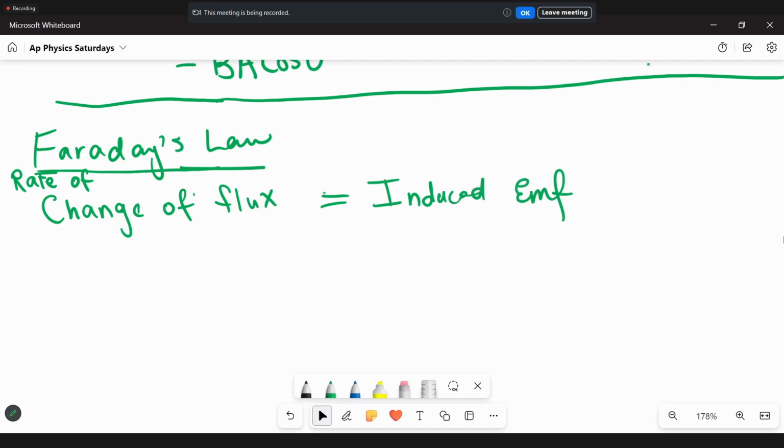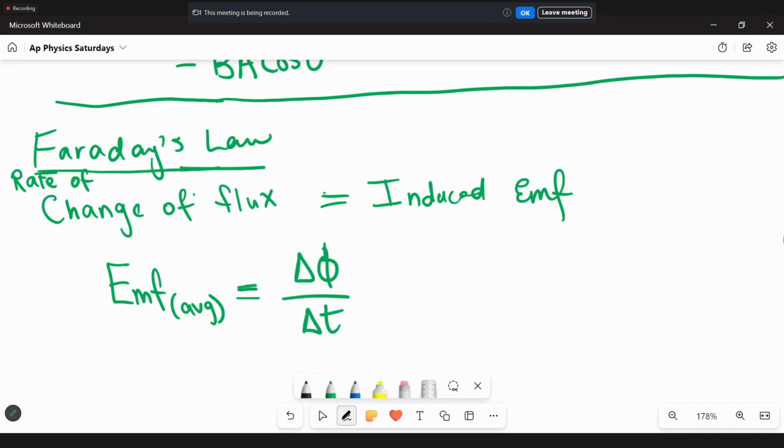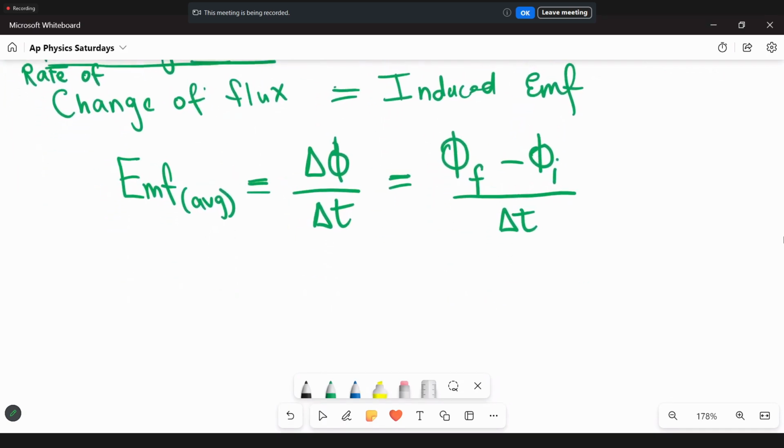Which I told you that we can write it in an equation form in such a way that if I ask you what is the EMF average, you will say how much flux was changed in how much time. Which means flux final minus flux initial divided by delta T. This is the average EMF, right?